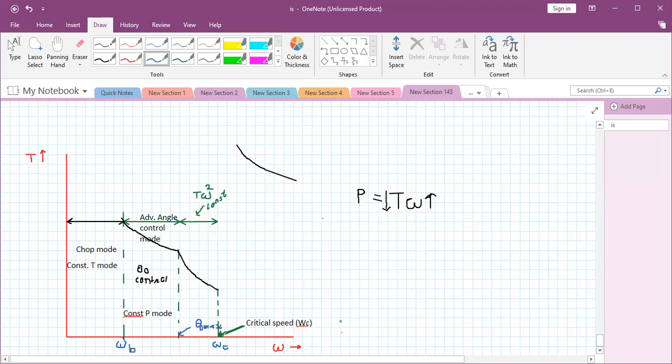If we refer to the x-axis, the constant torque mode is up to the base speed. Beyond the base speed, we go to advanced angle control. But once the advanced angle control reaches its maximum value, then you have to apply the T omega square method, up to the critical speed. We are not allowing the motor to run beyond the critical speed. So I hope it is clear.